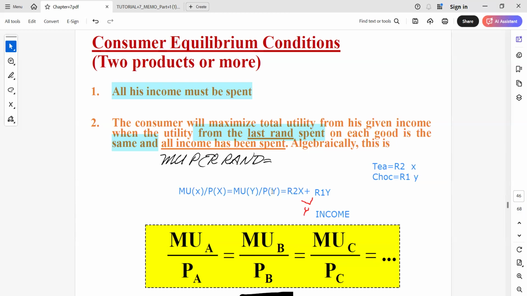Using this formula, you're going to say marginal utility for good X over the price for good X equals marginal utility for good Y over the price for good Y, which equals 2 rand X plus 1 rand Y.